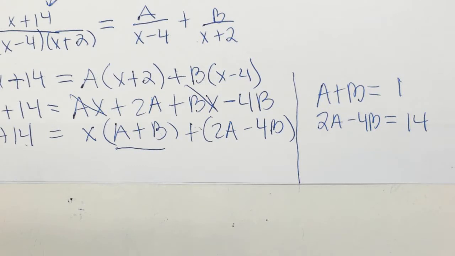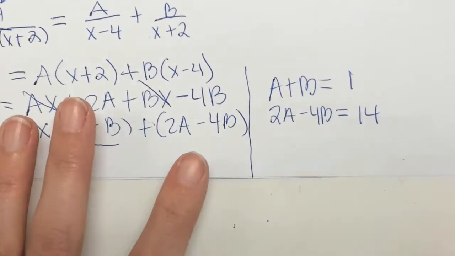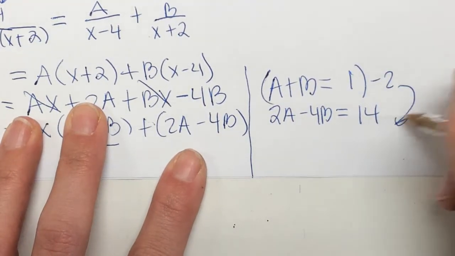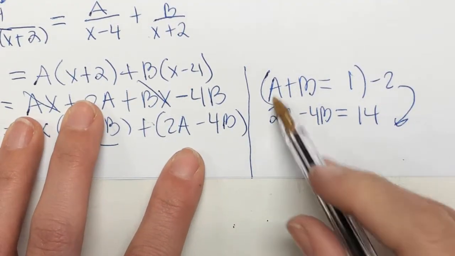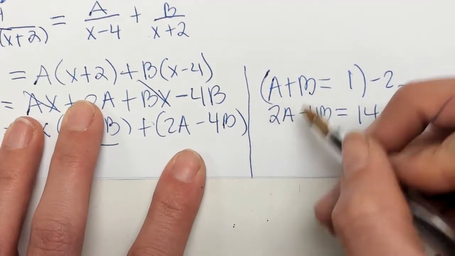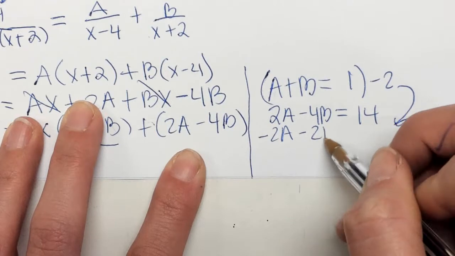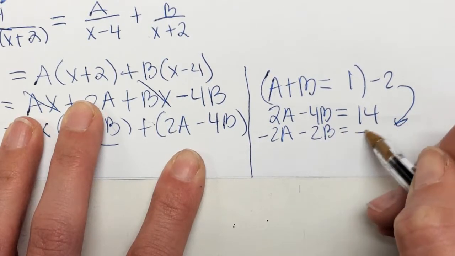And you can just multiply by -2 the first place. So you want to cancel out a? Okay. So cancel out a by multiplying it by -2 because we want these to be the same. So this will be what? -2a minus 2b equals -2. Good.